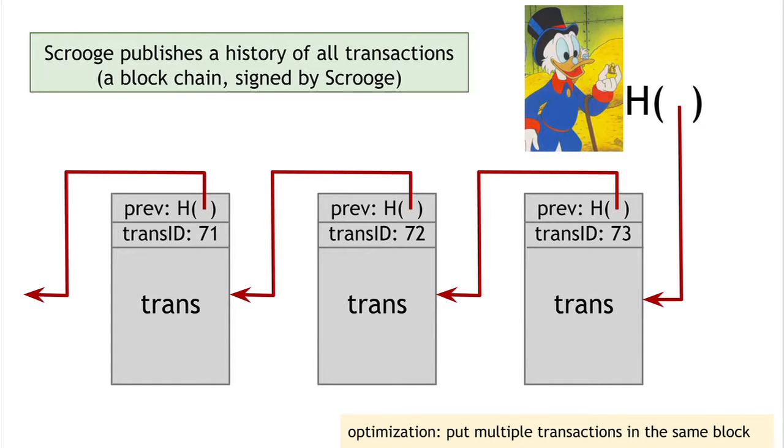Okay, so this is a little bit more complicated in terms of data structures, but here's one of the key ideas: Scrooge is going to publish a history of all the transactions that have happened. This will be a blockchain, that data structure we talked about before, and it will be digitally signed by Scrooge. So anyone can, and it looks like this, of course.